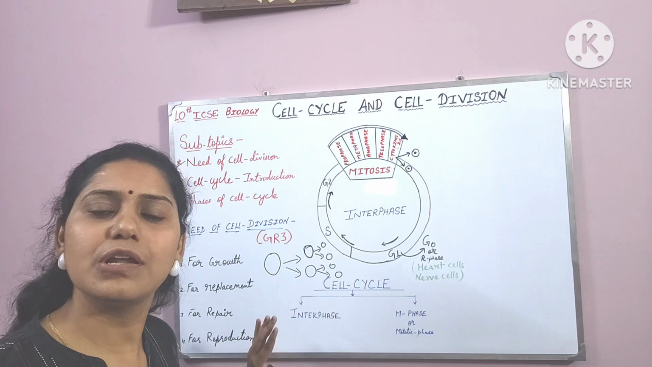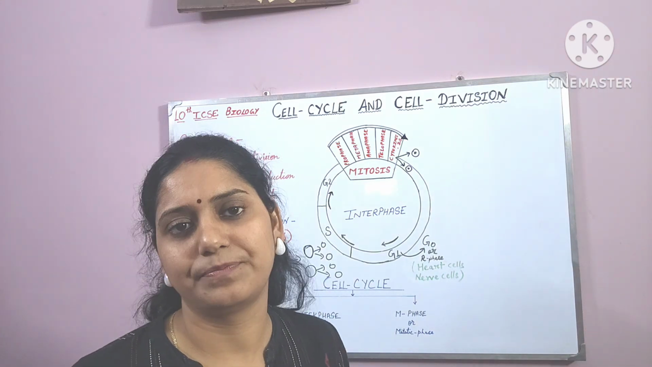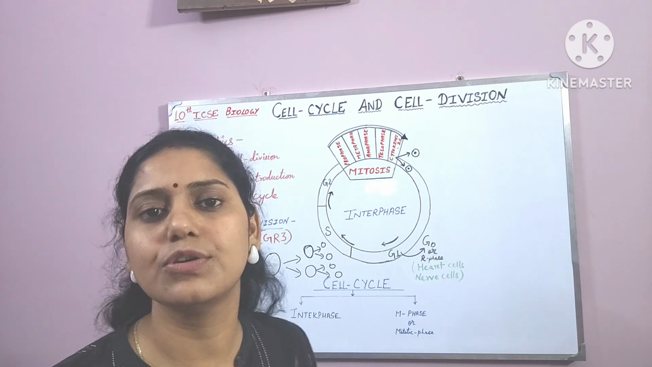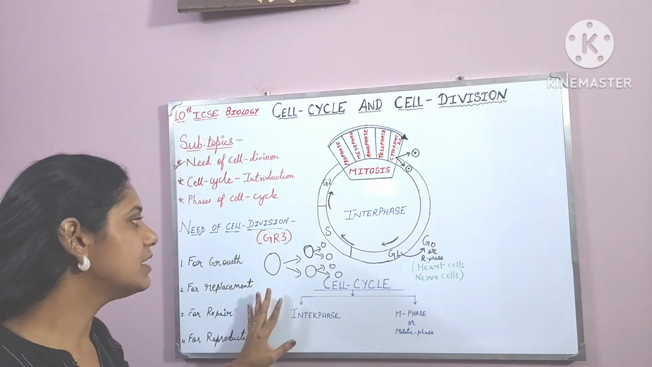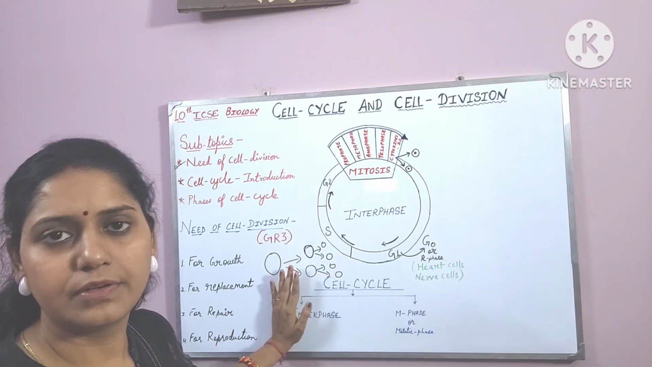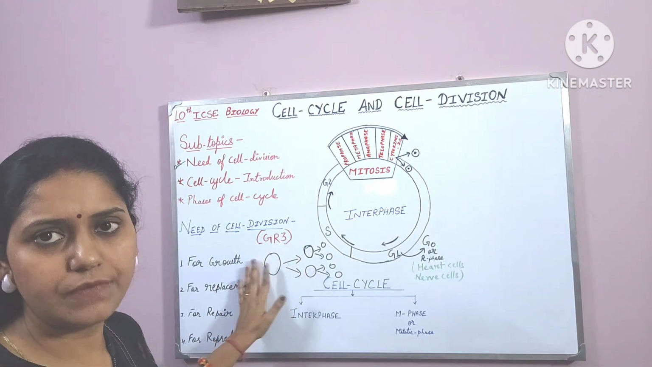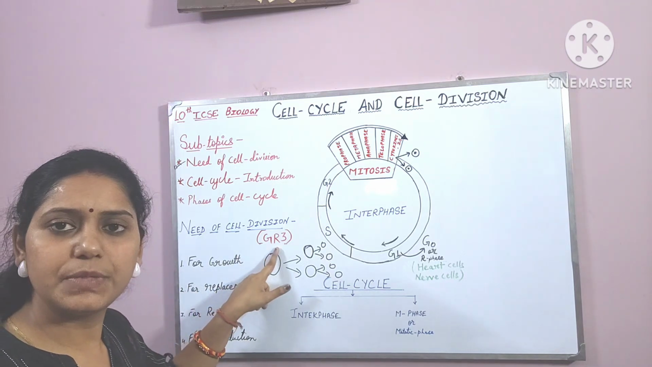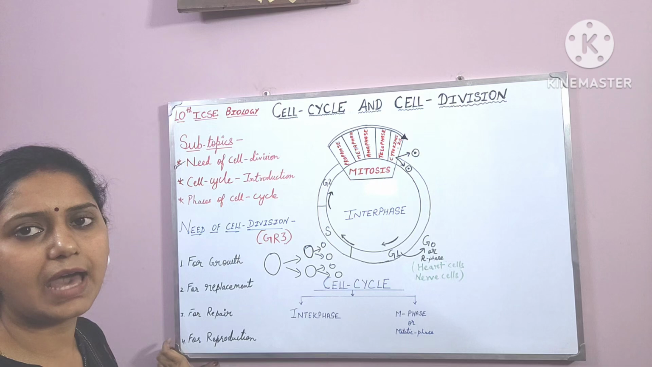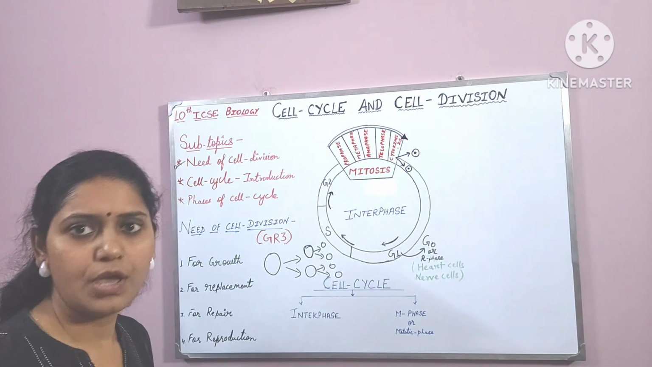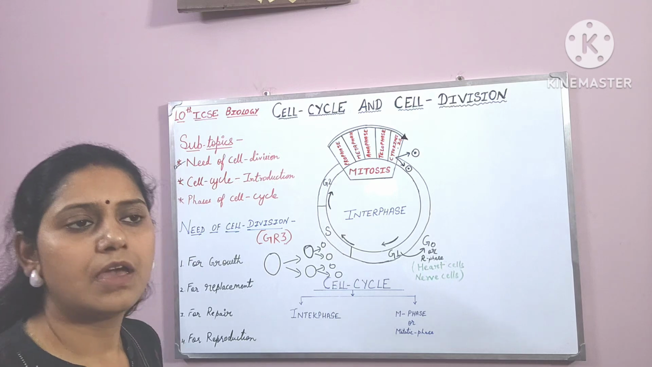So in unicellular organisms, we can consider growth and reproduction as the same. For reproduction also, cell division is needed. We can learn it like GR3. What is the need of cell division? GR3: G for growth, and there will be three R terms: replacement, repair and reproduction. So this was about the need of cell division.